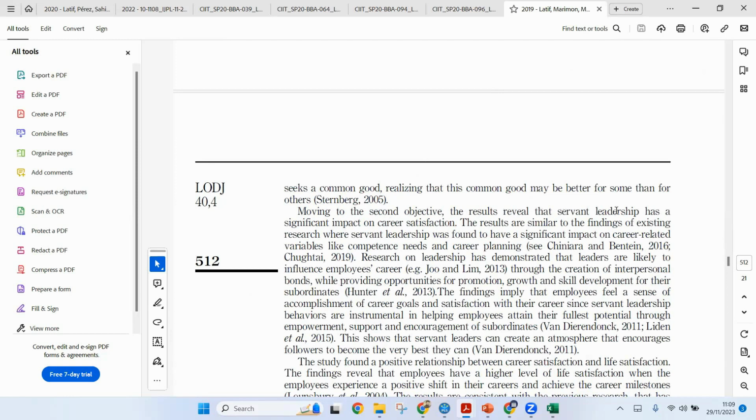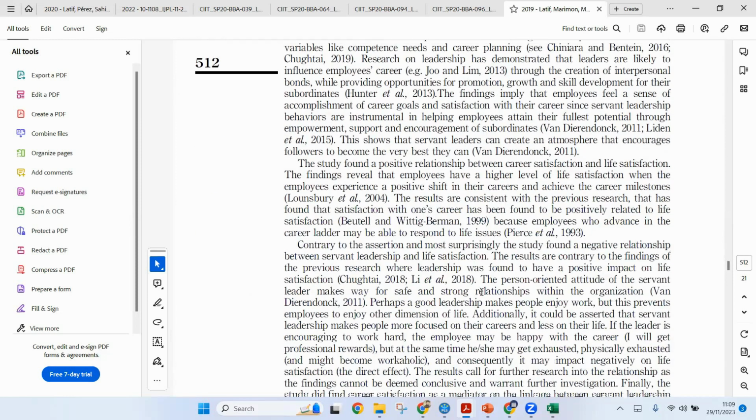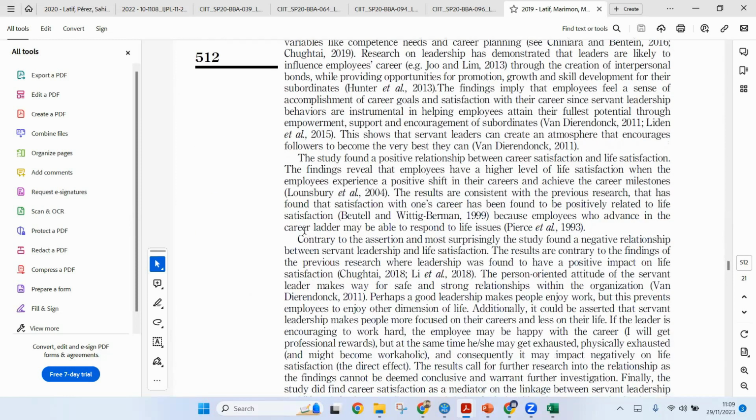The results revealed that servant leadership has a significant impact on career satisfaction. Where is the life satisfaction one? Yeah, here it is. Now look at the argument that we gave. Now we believe that it should have been positive, but it came out negative. But obviously now you cannot just shelve your paper. It's not like you've not invested time.